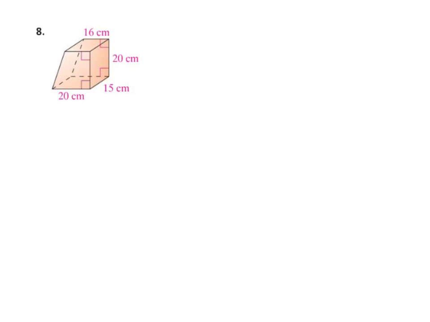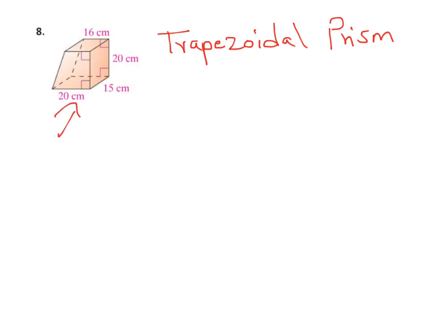Let us find the volume of this prism. What is the shape of this prism? It is called a trapezoidal prism. Why? Because the shape of the base is a trapezoid. Look at this. The shape of the base is a trapezoid.